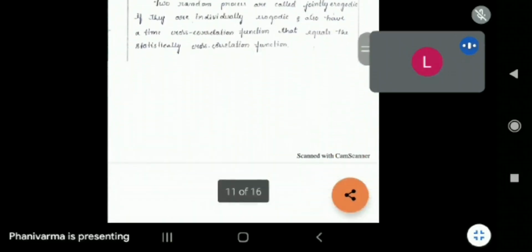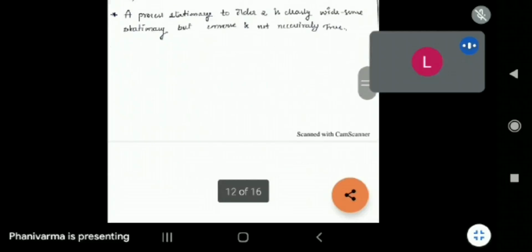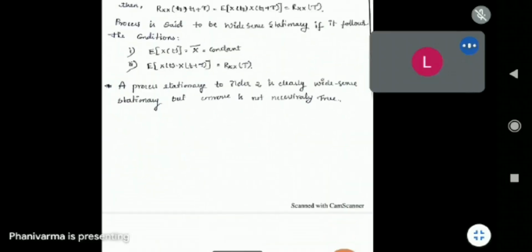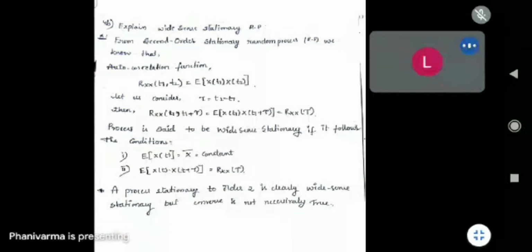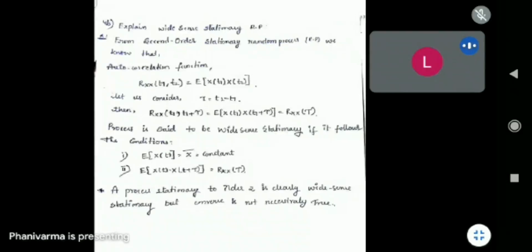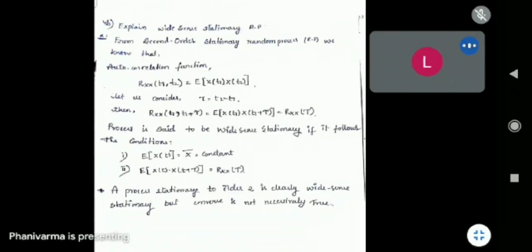Now coming to the fourth question, explain wide sense stationary random process. From the second order stationary random process, we know that the autocorrelation function is given as Rxx(t1, t2) is equal to E of x(t1) into x(t2). Now let us consider tau equal to t2 minus t1. Then the equation becomes Rxx(t1, t1 plus tau) is equal to E of x(t1) x(t1 plus tau), which is equal to Rxx(tau).